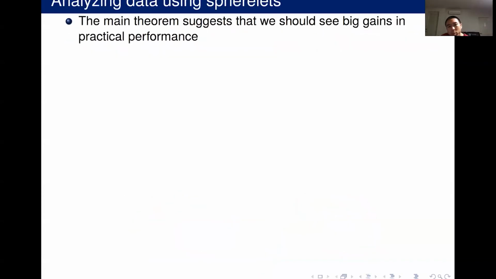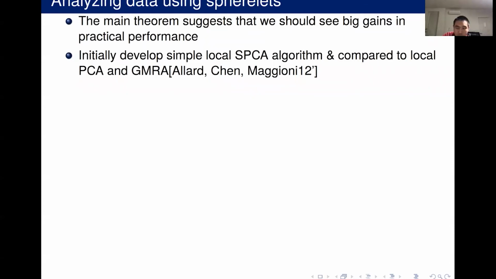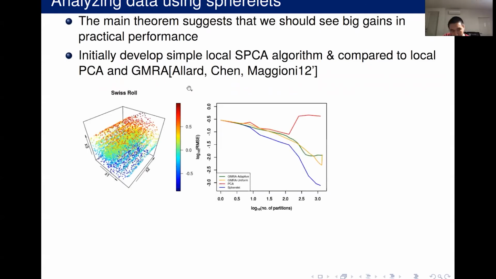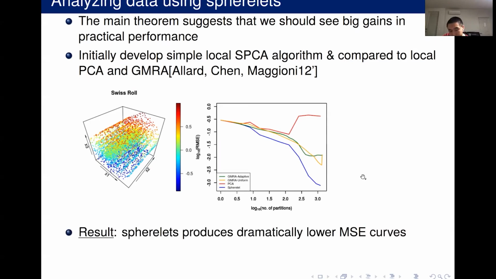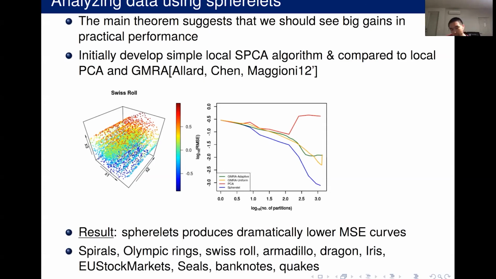Okay, the main theorem suggests that we should see big gains in practical performance. We initially develop a simple local SPCA algorithm and compare to local PCA and this state-of-the-art algorithm called geometric multi-resolution analysis, GMRA. Recall these two examples: the x coordinate is the log of number of partitions, and the y coordinate is the log of MSE, the mean square error. So the lower the better. You can tell that Spherelets is the best among these algorithms, while the red one is the local PCA. The middle two are from the two versions of GMRA. The results show that Spherelets produces dramatically lower MSE curves than locally linear methods. We also tested on multiple real data sets, and we observed a similar pattern. So this matches the theory.